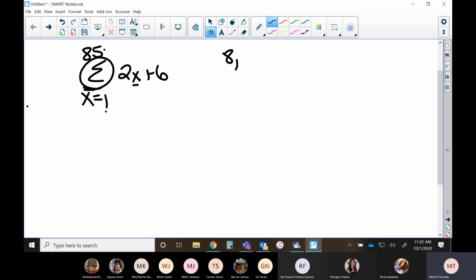Then you could plug in 2. 2 times 2 would be 4. 4 plus 6 would be 10. Do you get what I mean? Then you can plug in 3. 3 times 2 would be 6. 6 plus 6 is 12. Right? What do you think the next one would be? Right. And so what do you get?